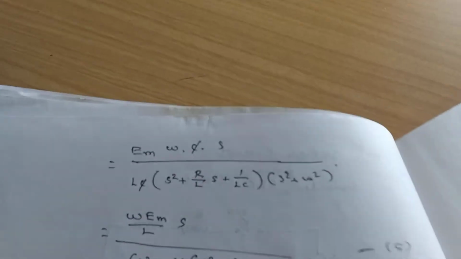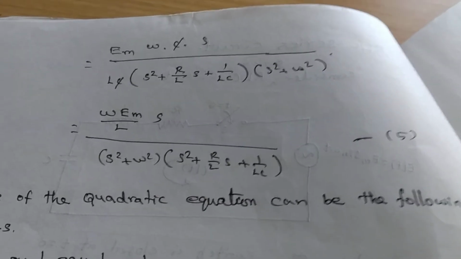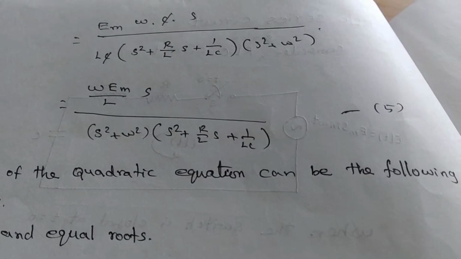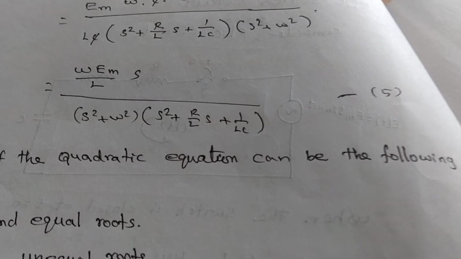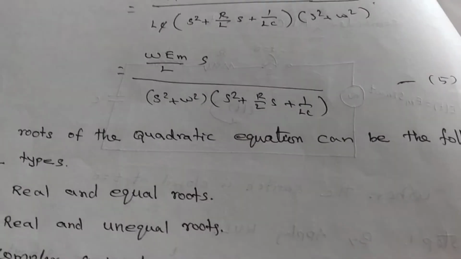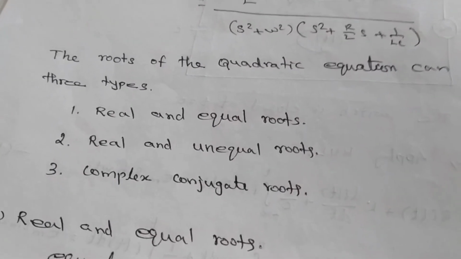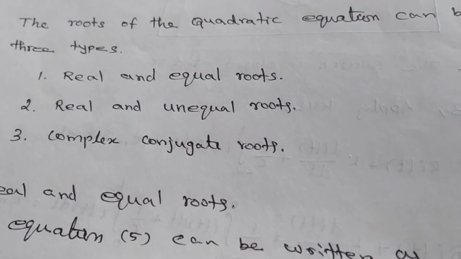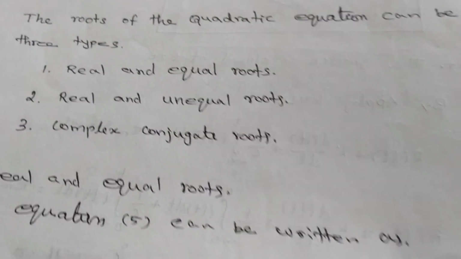This is E m divided by L, and C cancels, L C cancels. This gives omega E m divided by L into s, over s square plus omega square into s square plus R by L s, and so on. This is a second order equation. The roots of the quadratic equation can be of the following three types: real and equal roots, real and unequal roots, and complex conjugate roots.